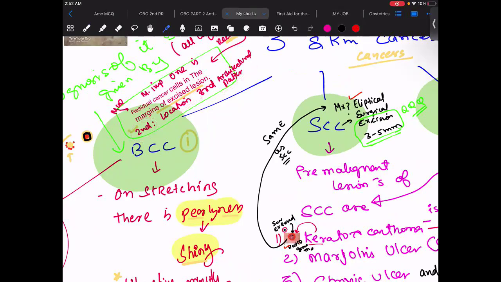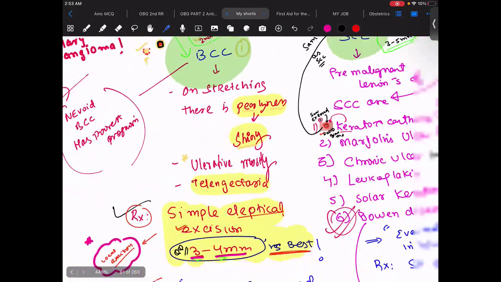What is the shape of the lesion? So three prognostic factors. Remember that if you have to choose one, go for the residual cancer cells in the margin of the excised lesion. This should be your answer. What gives the prognosis for basal cell carcinoma? Residual cancer cells in the margin of the excised lesion. I hope this basal cell carcinoma is now clear to you.